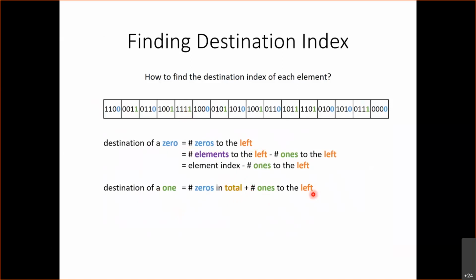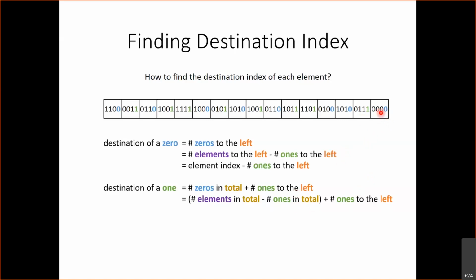Now, the number of zeros in total in the whole array is going to be the number of elements in the whole array minus the number of ones in the whole array. Okay, so the number of zeros in total is going to be the number of elements in total minus the number of ones in total. And then the number of elements in total is basically the size of the input array, which I should have. And the number of ones in total is basically the number of ones to the left of the last element. Okay, well, not necessarily. If the last element was zero, it's going to be kind of the total number of ones.